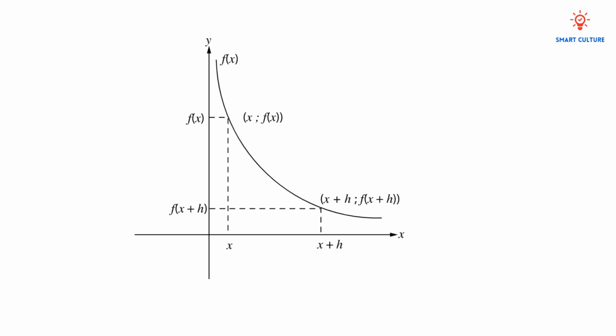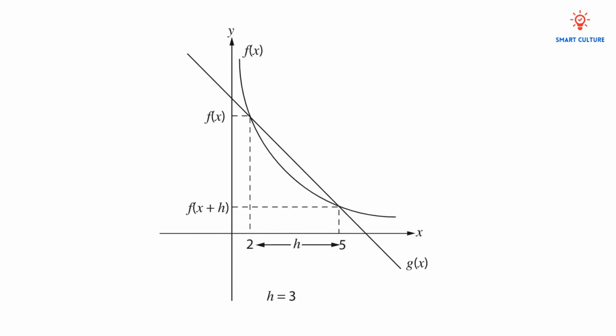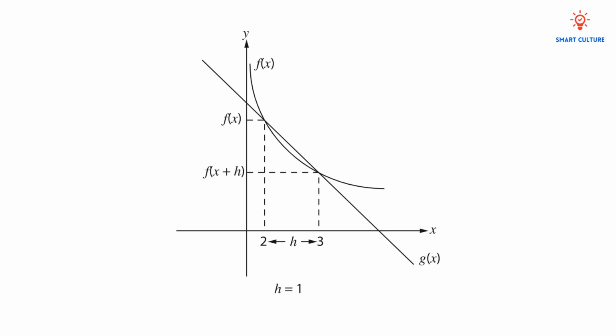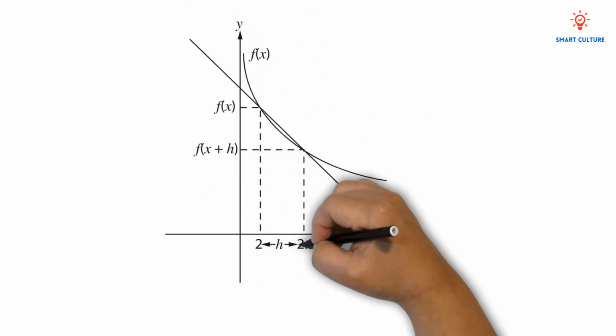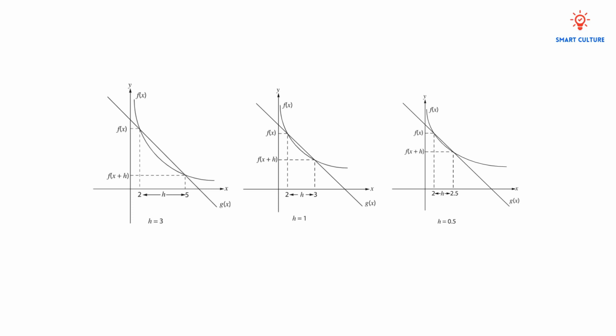Let's take a look at an example. Let's make x equal to 2. So x will be equal to 2 and h will be equal to 3. This is what the graph will look like. In this case, h is equal to 3. Now we'll move these 2 points closer together, which means h will decrease in value. If h is equal to 1, this is what the graph will look like. What about if h is equal to 0.5? You can see that these 2 points are now closer together. So the distance between these two x values is decreasing from the left to the right.